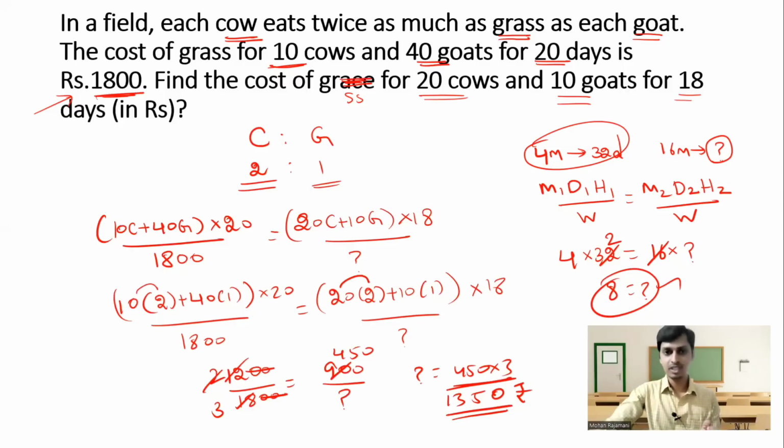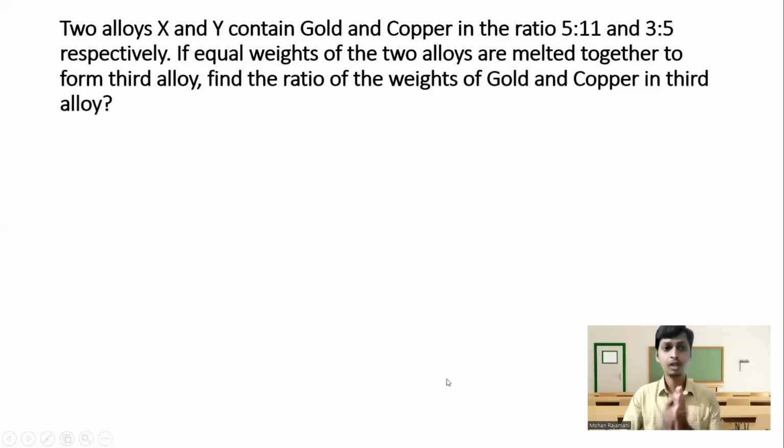Now moving to the next question of this session. Two alloys X and Y contain gold and copper in the ratio 5:11 and 3:5 respectively. If equal weights of the two alloys are melted together to form a third alloy, find the ratio of the weight of gold and copper in the third alloy.